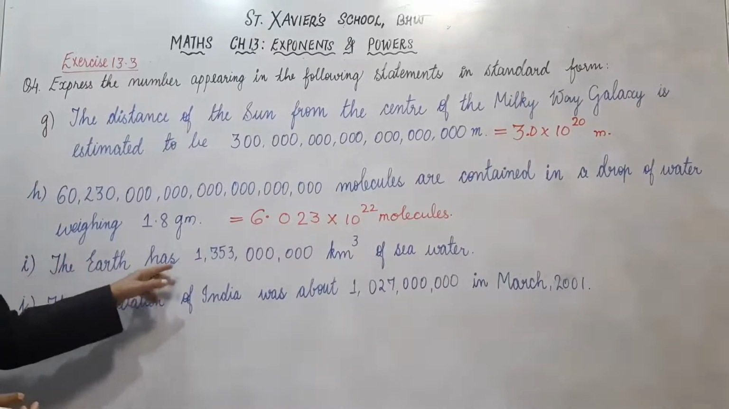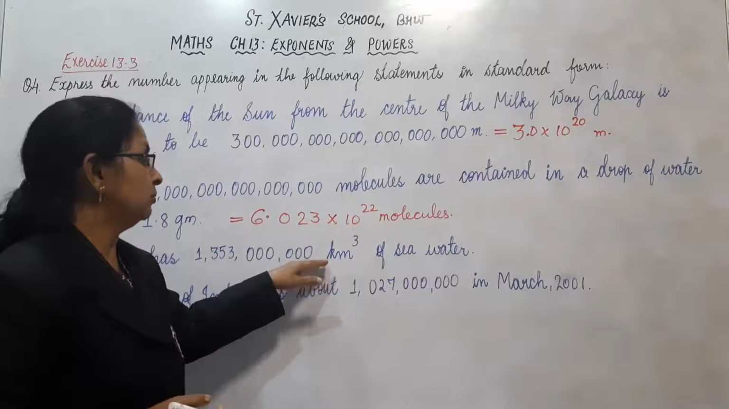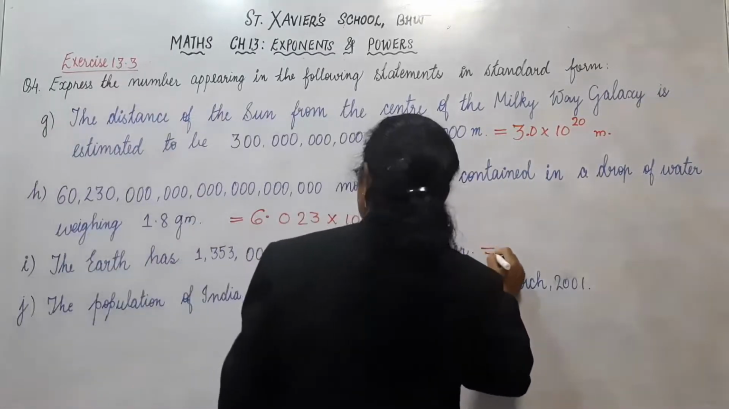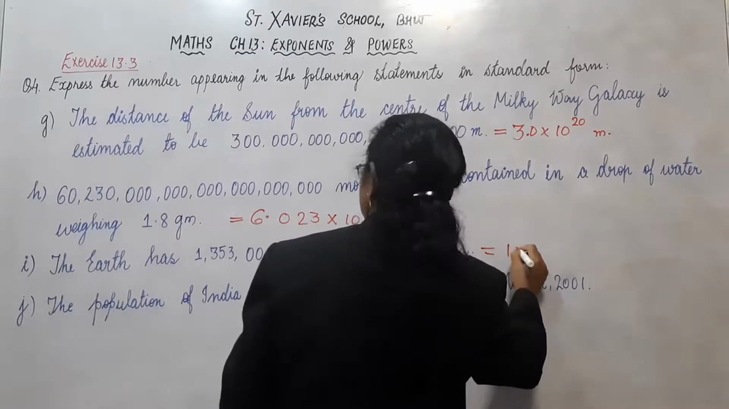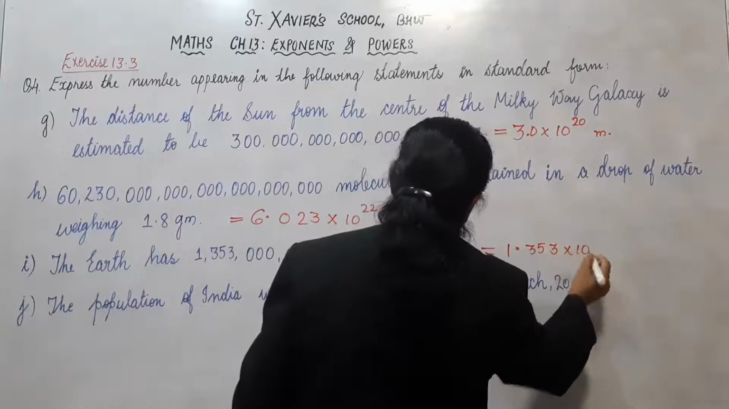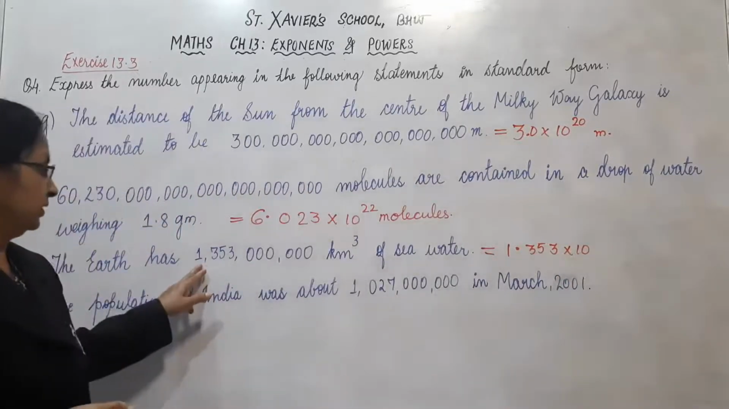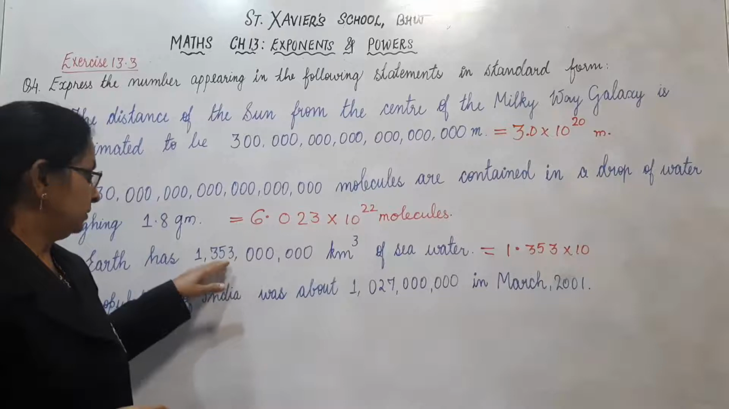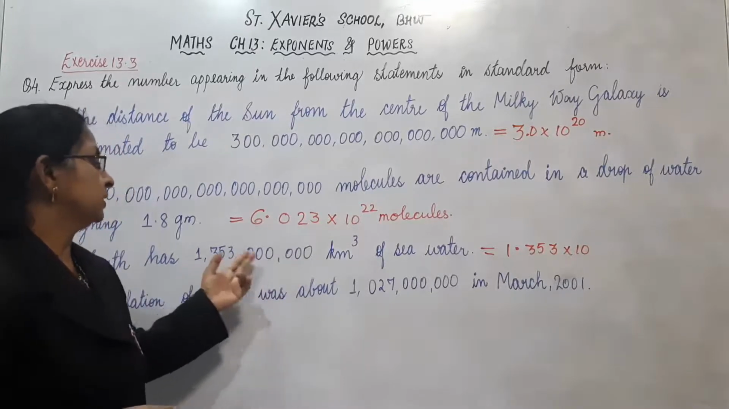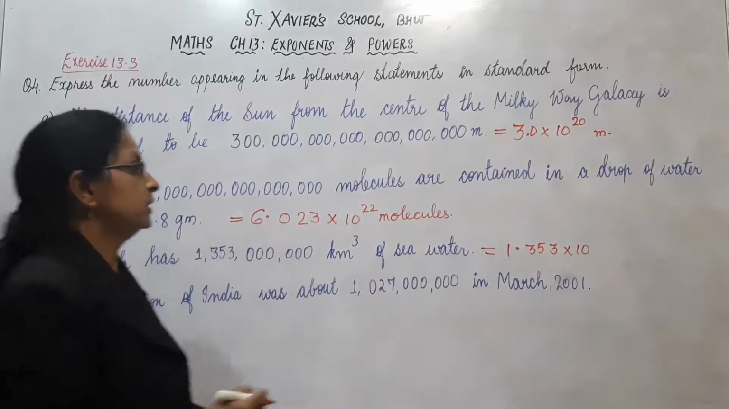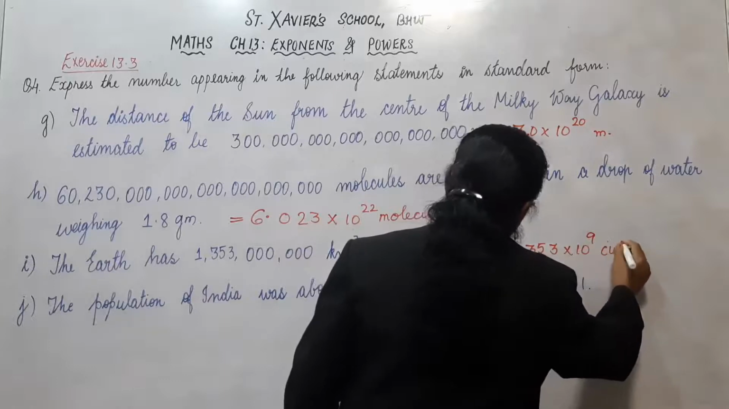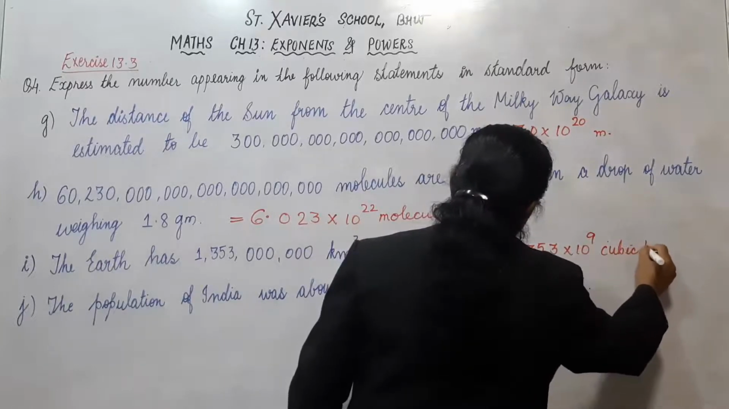This is an estimated number. The earth has so many cubic kilometer of seawater. That is 1.353 into 10. Now count the numbers after 1. 1, 2, 3, 1, 2, 3 sets are there. So 3 threes are 9. So 10 raised to 9 cubic kilometer or kilometer cube.